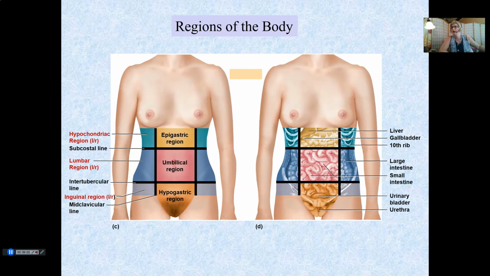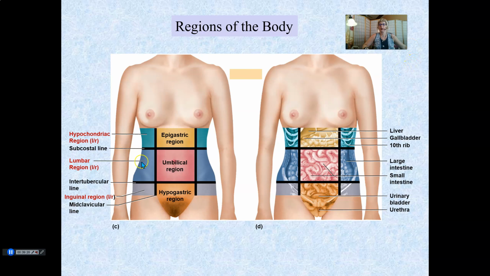Okay, so both turquoise blue here, that's called the hypochondriac region. There's a reason for that because if they rule out all kinds of issues, somebody's coming in for pain meds, and there's absolutely not much going on there. If there's no fractured ribs, they call it the hypochondriac region. So there's the right hypochondriac region and the left hypochondriac region.